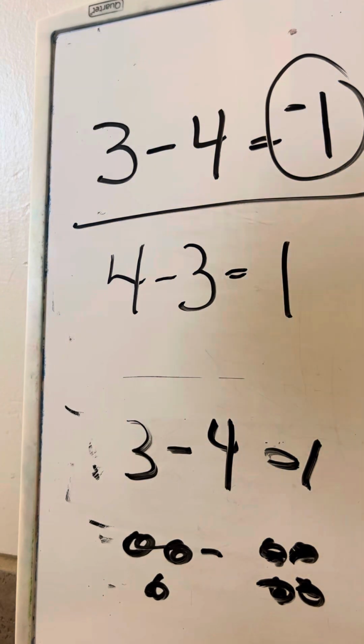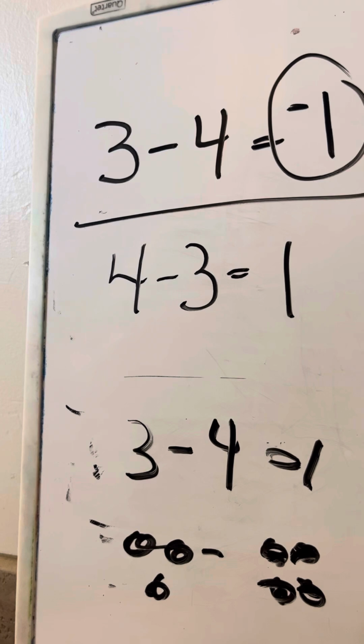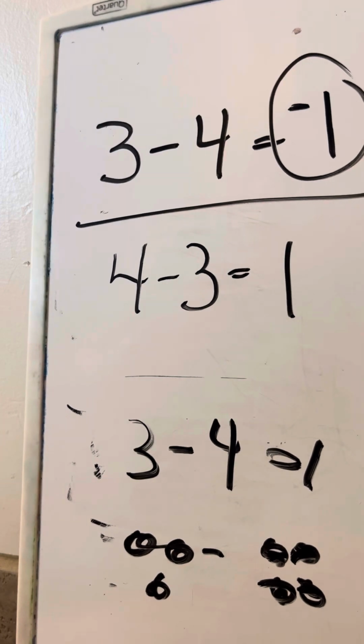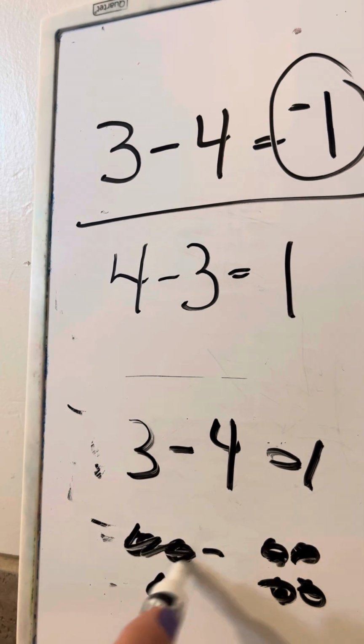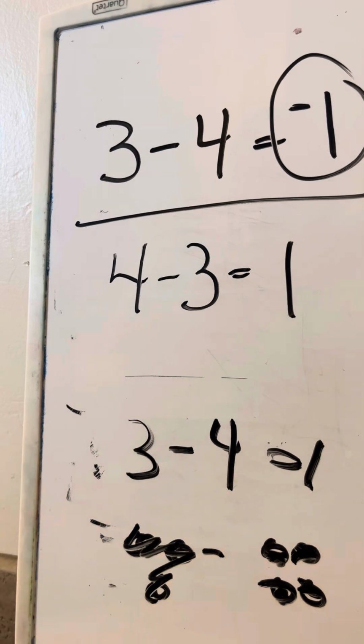If we're taking 3 minus 2, you have 1, 2, 3, and you take 2 of those away, and you know you have 1 left. Here, we took away 3, and there's still 1 that's missing. So it's impossible.